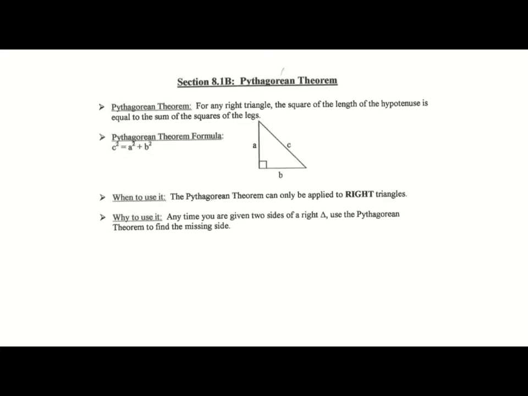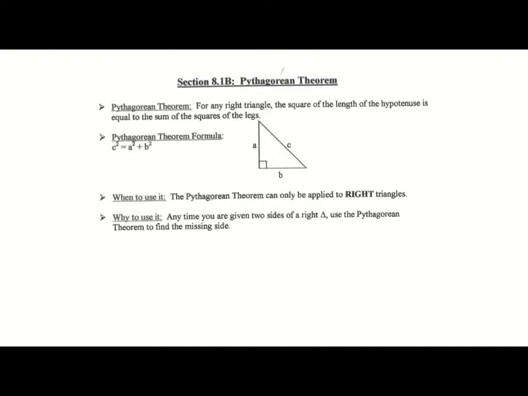8.1b is a review again of the Pythagorean theorem. We're talking about this again because the Pythagorean theorem is very important in geometry. There are right triangles everywhere, and so we need to know how to solve for the various sides of a right triangle. So for every right triangle, the square of the length of the hypotenuse is equal to the sum of the square of the legs.